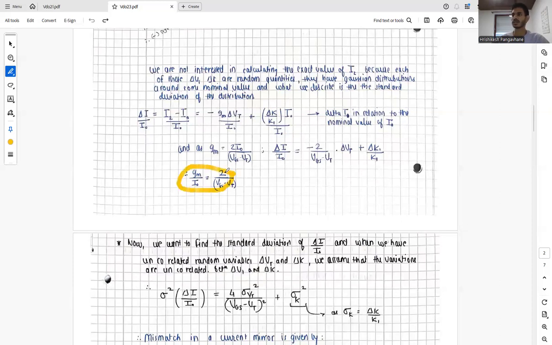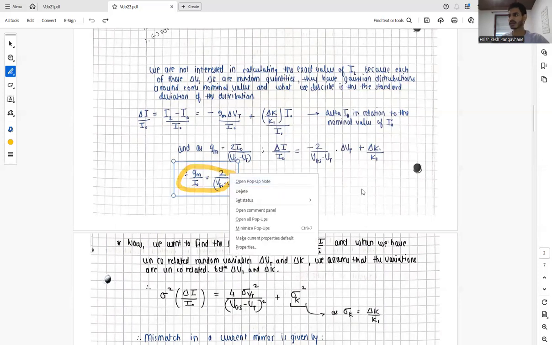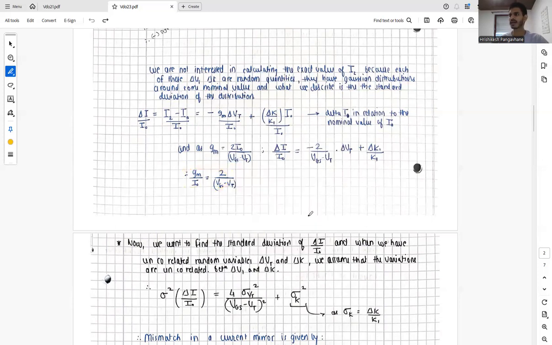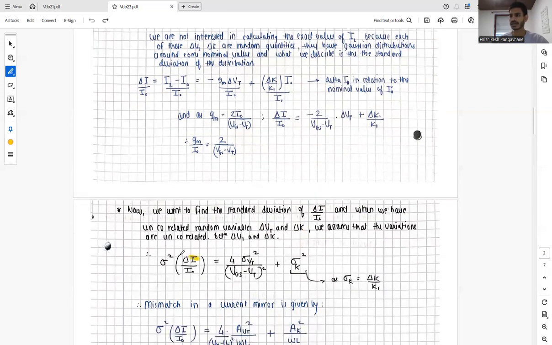So we arrived at this conclusion, but what we exactly want is to find the standard deviation of delta I divided by I naught. And when we have uncorrelated random variables from delta VT and delta K, which are not related or correlated anyway, we assume that the variations are uncorrelated between delta VT and delta K, and thus we find the mean deviation by squaring it and adding it.